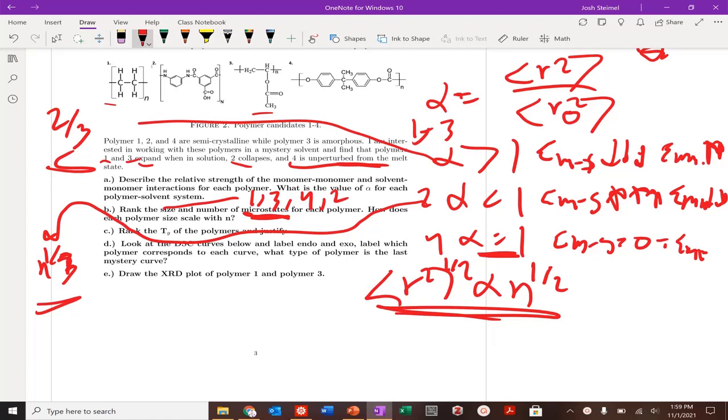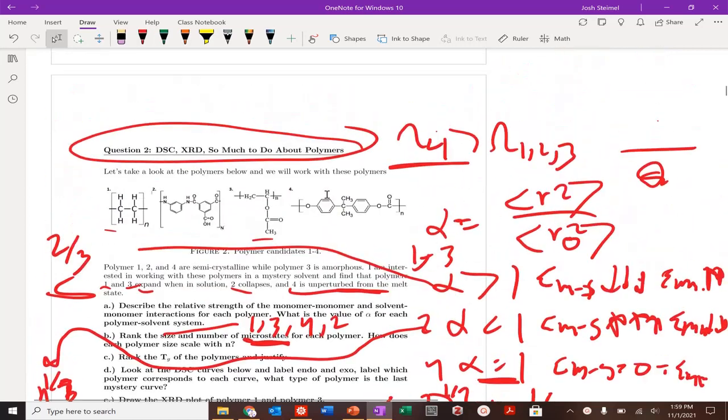So we've got our mean square displacement and all those scalings, and we got it. Rank the Tg of the polymers.